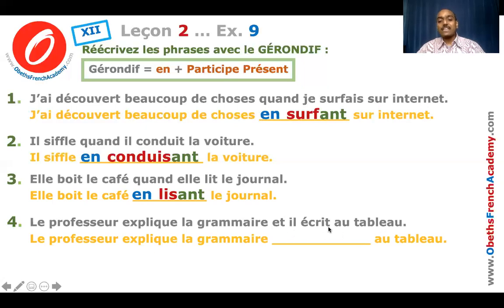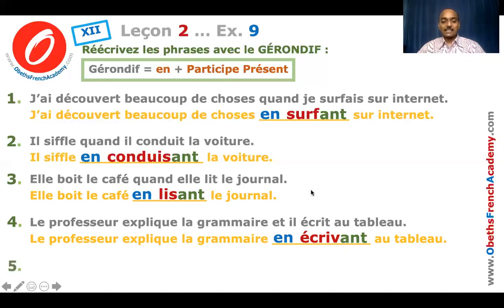Instead of saying, and he is writing on the board, we'll say, while writing on the board. So the verb écrire should be in the gérondel. Put the expression en, go to the nous form of the verb écrire, remove ons and add ant. So the teacher is explaining the grammar while writing on the board.